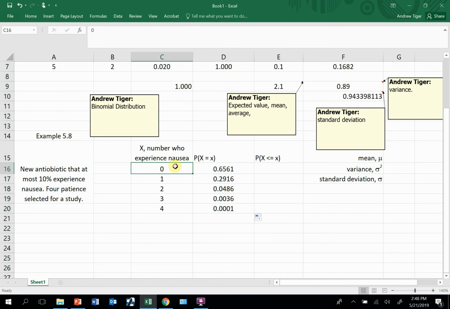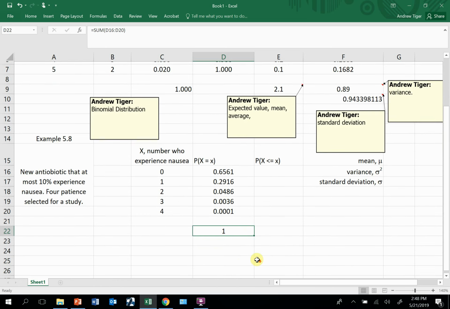So the chances that exactly 0 people get sick is 65%. The chances of exactly 1 person getting sick is 29%. The chances that 2 people get sick is exactly 4.8%, or 0.0486. And guess what? If you add all these up, what are they going to sum to? Well, this is every possibility. If I'm testing 4 people, these are the only things that can happen. Sure enough, that sums to 1.